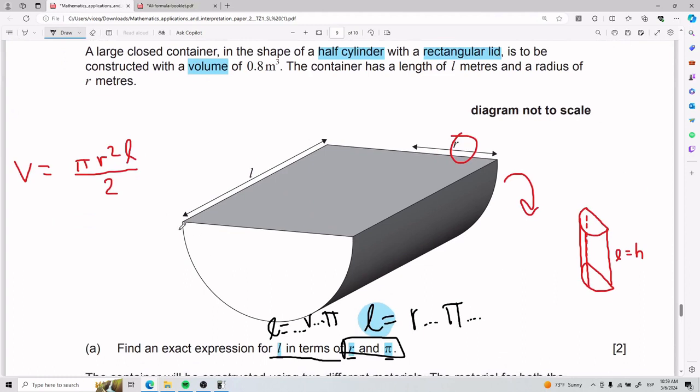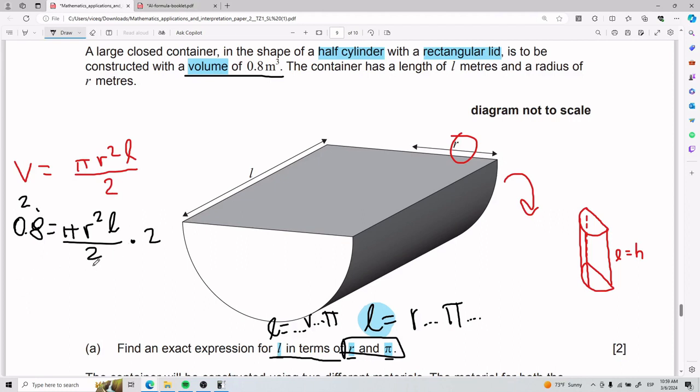So from here, first things first, volume is 0.8. So I can start off by saying 0.8 equals pi r squared L divided by 2. Get L alone. First things first, I would multiply by 2.